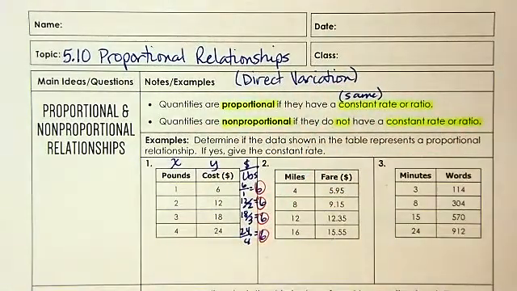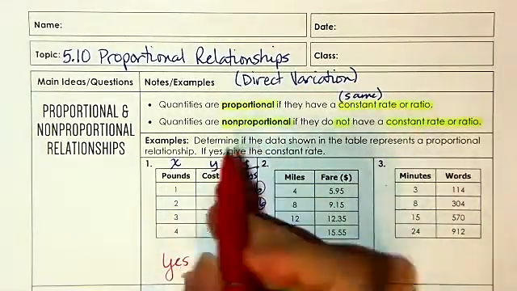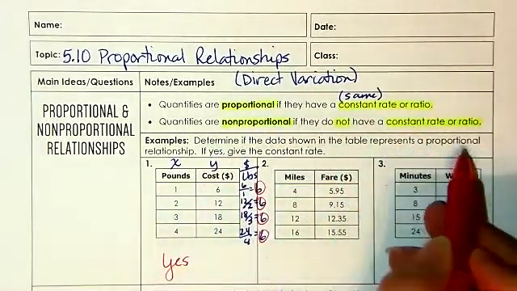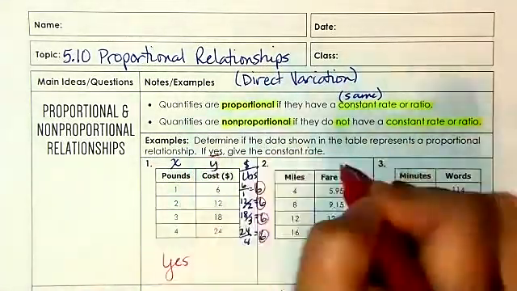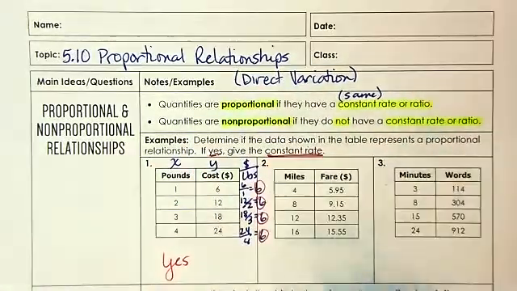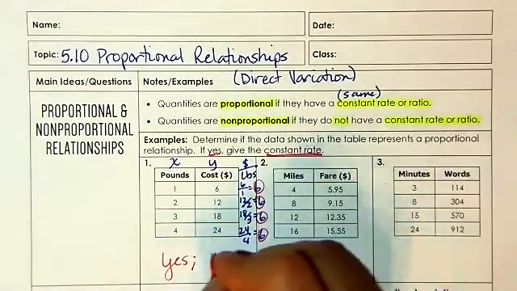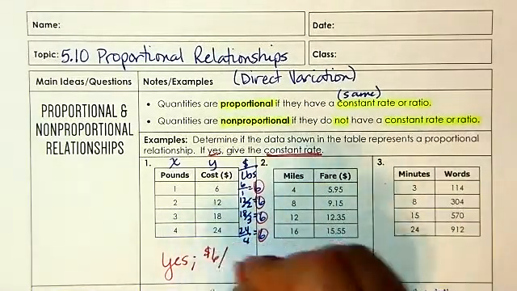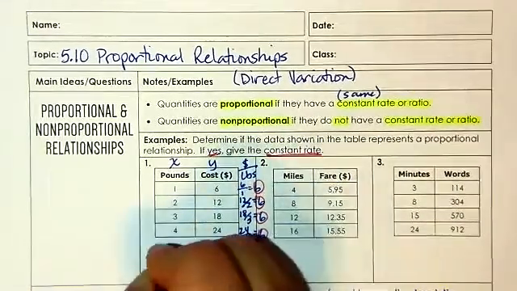Since they are all the same, yes, it is proportional, because you want to determine if the data represents a proportional relationship. So we have a yes-no scenario. If yes, we have to say what the constant rate is. So for us, the constant rate is $6 per pound. This is my final answer.